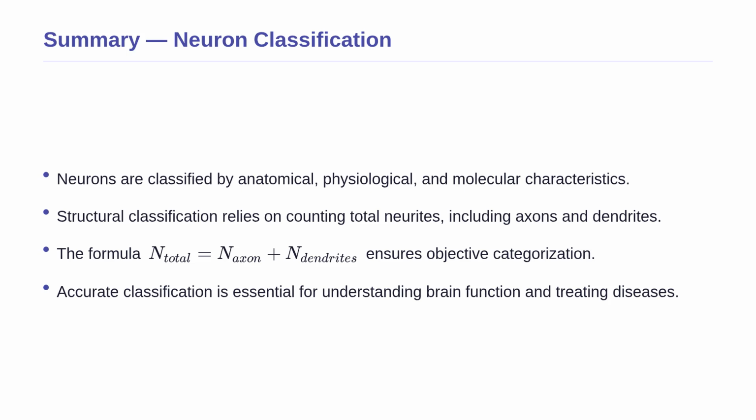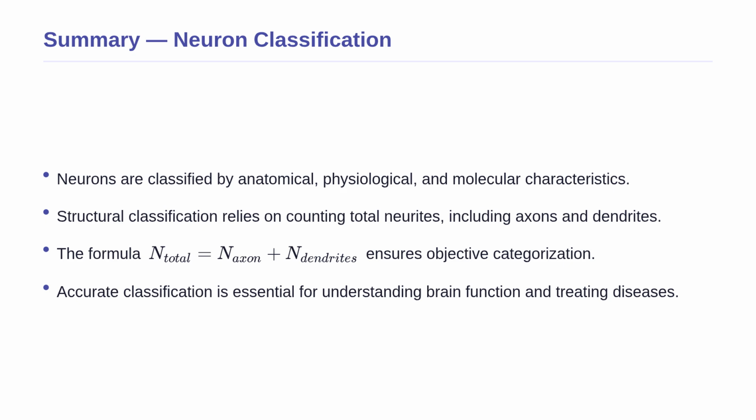We have covered a lot of ground today, so let us summarize our key takeaways. First, we learned that neuron classification is the essential first step in decoding the immense complexity of the nervous system, categorizing cells by their structure, function, and chemical signatures. Second, we saw that structural classification is highly objective, relying on a simple mathematical formula that counts the total number of neurites, both axons and dendrites.